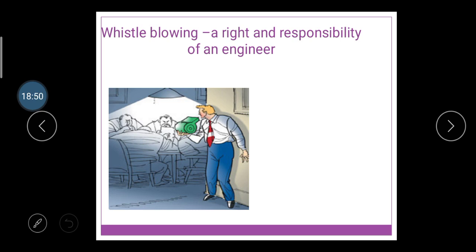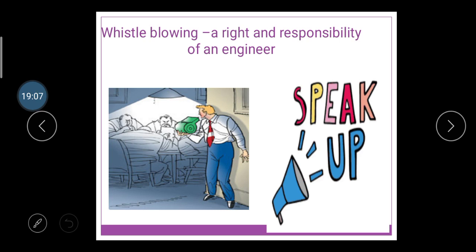If any unethical practices are observed in the organization, at that time as an engineer you should tell or inform the public, the manager, or the higher management. So you should speak up. If you cannot speak up, then it is also considered unethical practice. You cannot work ethically in the organization. As an engineer, you should always try to do ethical work in the organization.